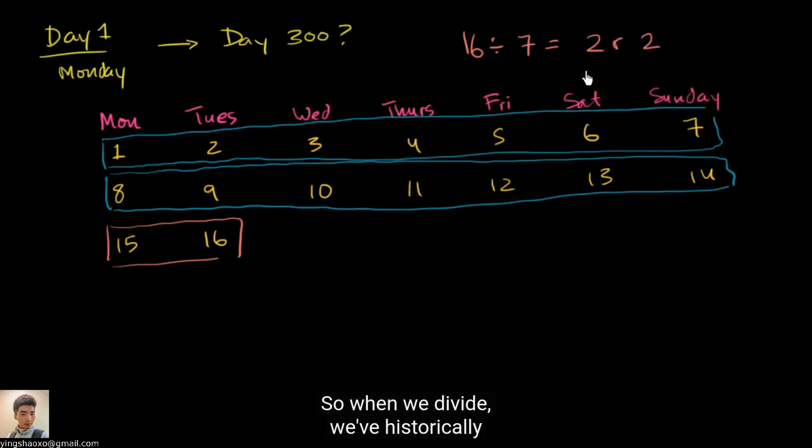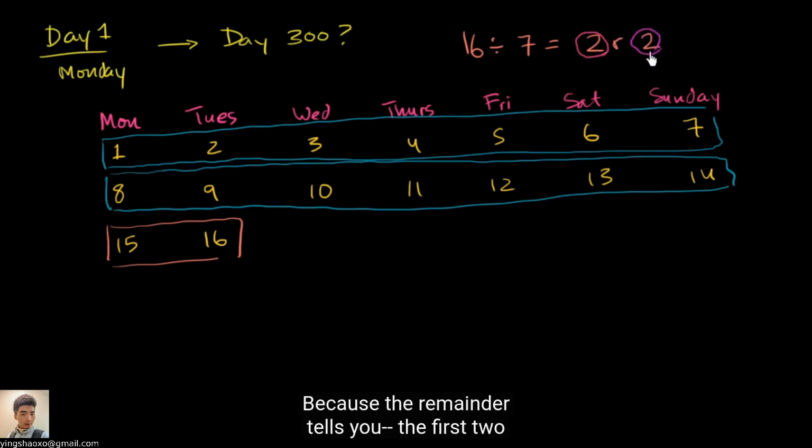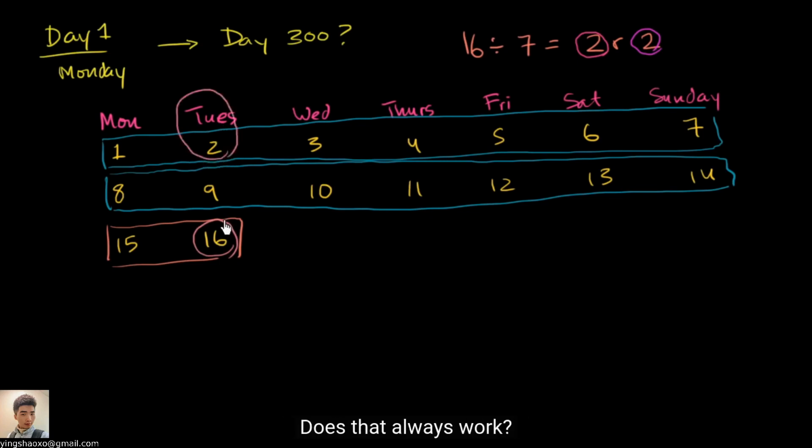So when we divide, we've historically cared more about this. We normally care more about, well, how many times does it go? Now the remainder tells you, the first 2 just tells you that 7 goes into it for the rows, but then the remainder tells you, well, in that row, where is it? In the 3rd row, so it's going to be a Tuesday. Does that always work? Well, let's try it out with some other example.